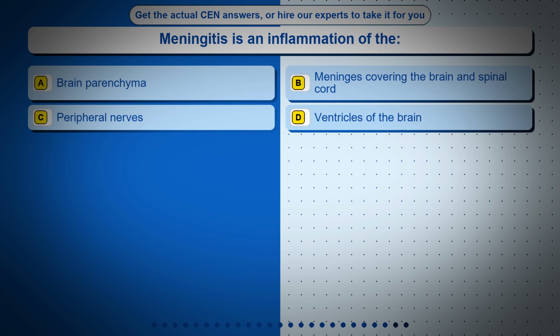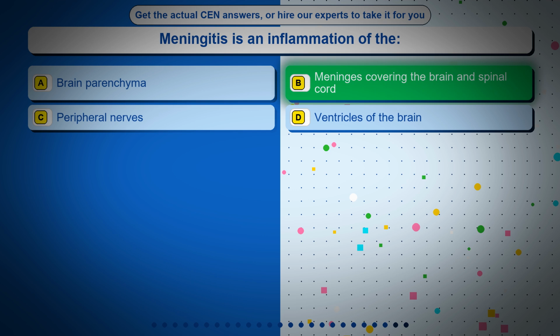Question 23. Meningitis is an inflammation of the: Option A, brain parenchyma. Option B, meninges covering the brain and spinal cord. Option C, peripheral nerves. Option D, ventricles of the brain. The correct answer is option B, meninges covering the brain and spinal cord.